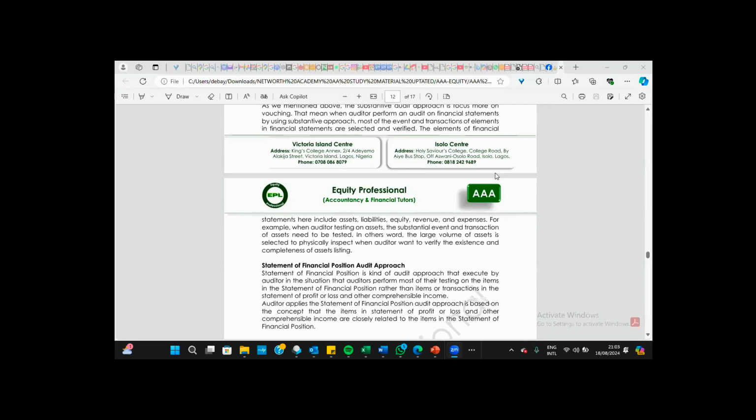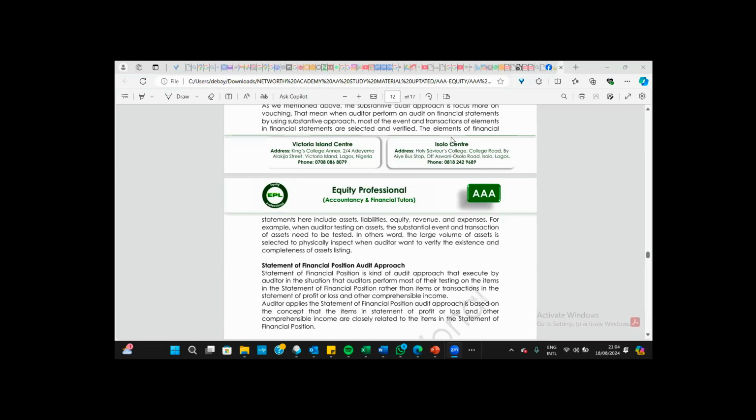So for this one, what I'm saying here is this: for you to use this approach, first of all, you also have a weak internal control system over financial reporting. Weak internal control over financial reporting will also be applicable in this instance. Then what that means is that this one is just an advanced level of the substantive testing audit approach. Okay. Hope we are getting it. Statement of financial position audit approach.